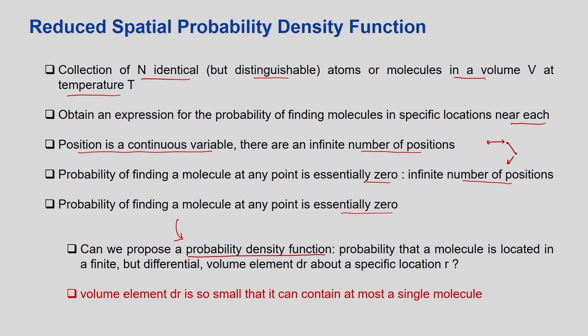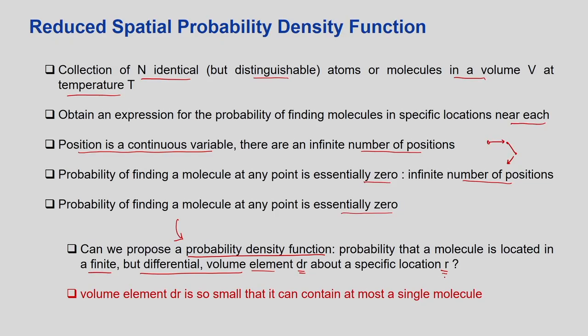Now we can ask the question in a similar manner, but in a different way. That is, what is the probability that the molecule is located in a finite but differential volume element, dr? So, dr is a differential volume element about a specific location r. Again, I will repeat: if we consider a very definite, very small volume dr, then what is the probability that a molecule is in that small volume at that particular location r?